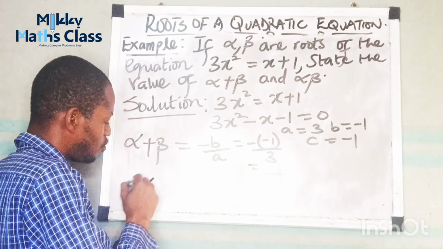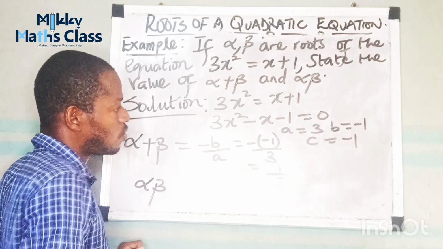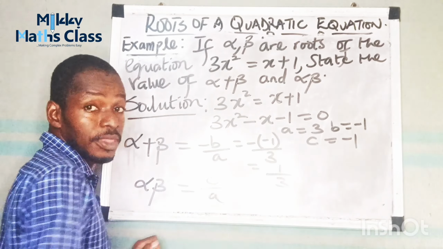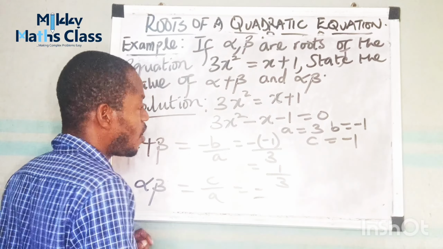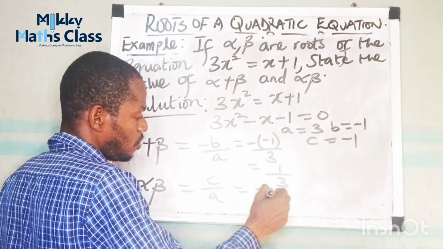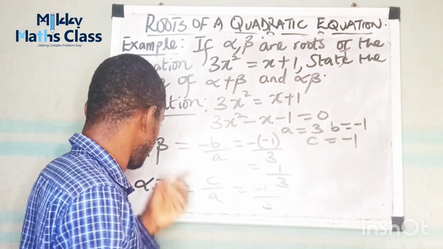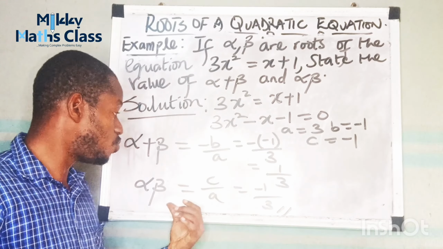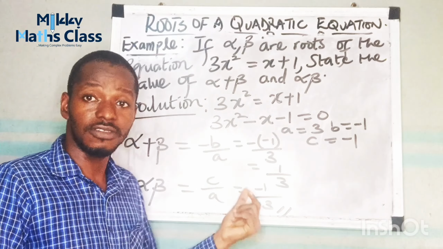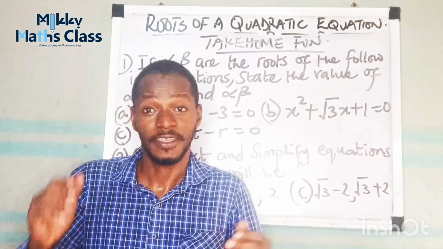And the product of the roots, alpha beta, equals c over a. And our c from here is negative 1 over, what's our a? 3. So therefore, our sum of roots is 1 over 3. And the product of the roots of this equation is negative 1 over 3.